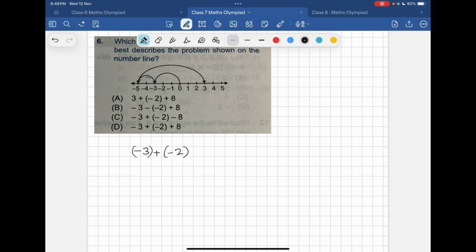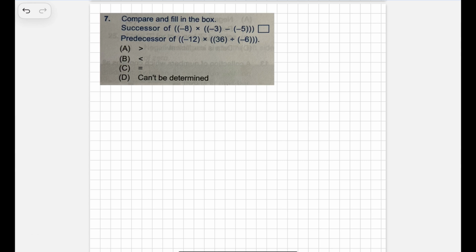Then again you are going to the right direction. So here what do you have to do again? You will add, but it will be a positive sign. Okay. So minus 3 plus minus 2 plus 8. Which is the correct answer here? It is D.